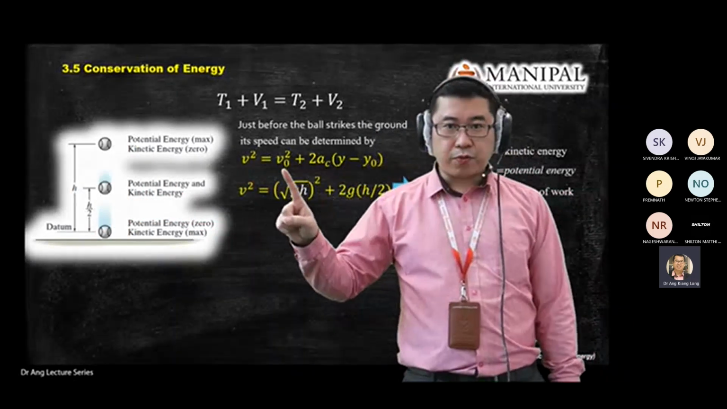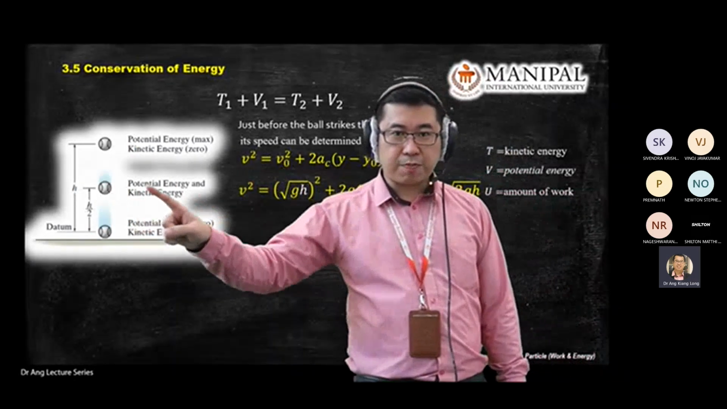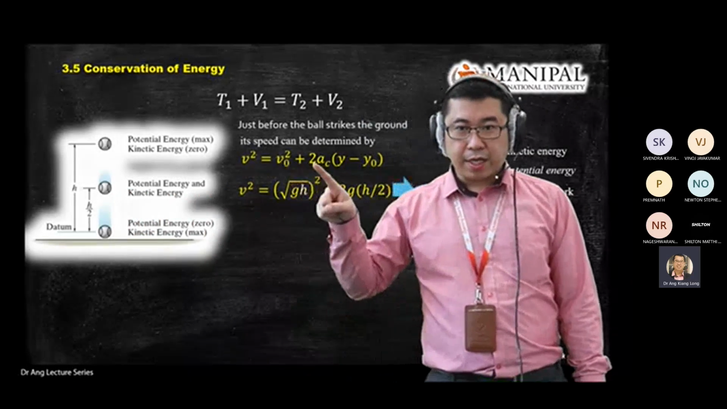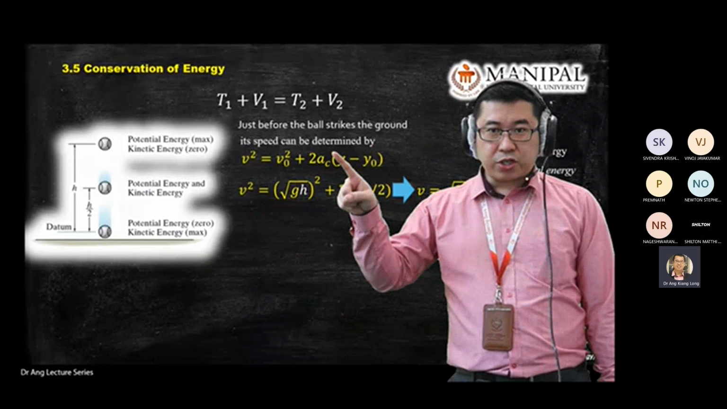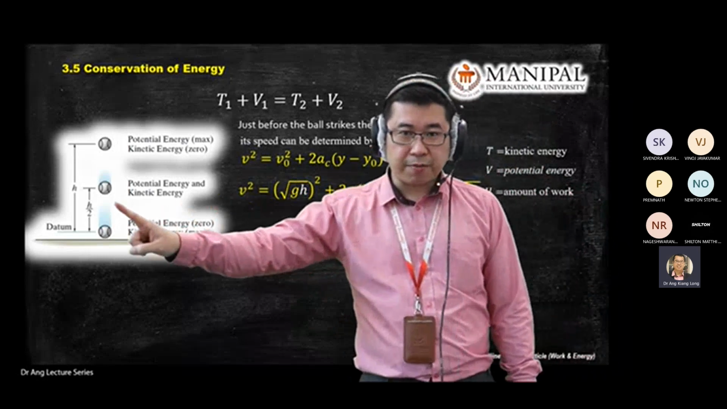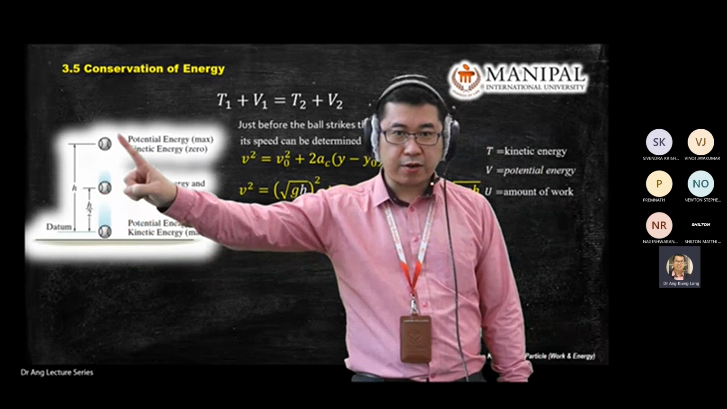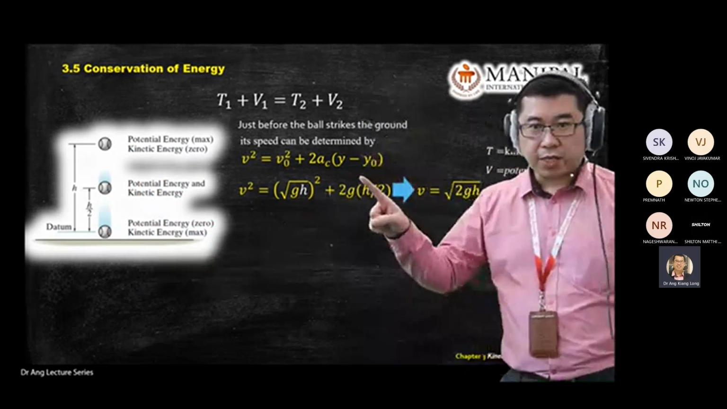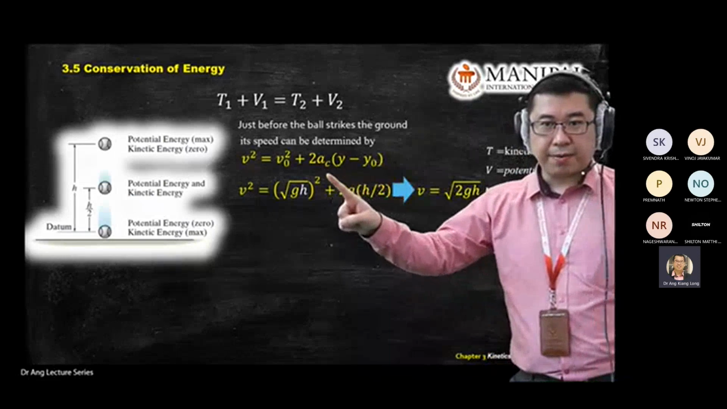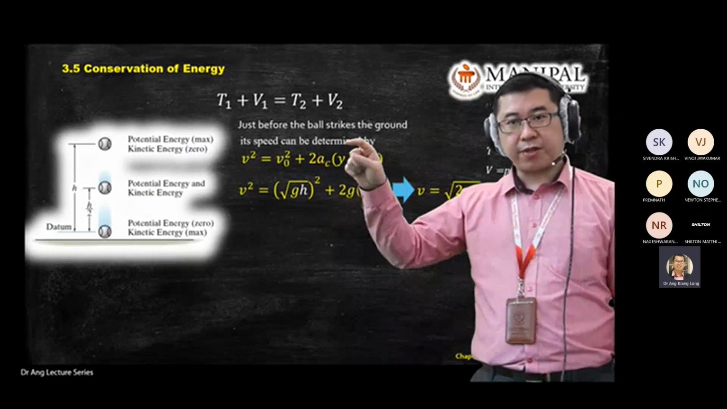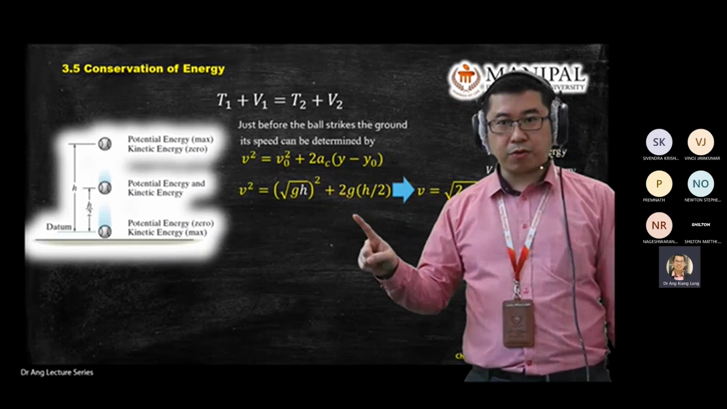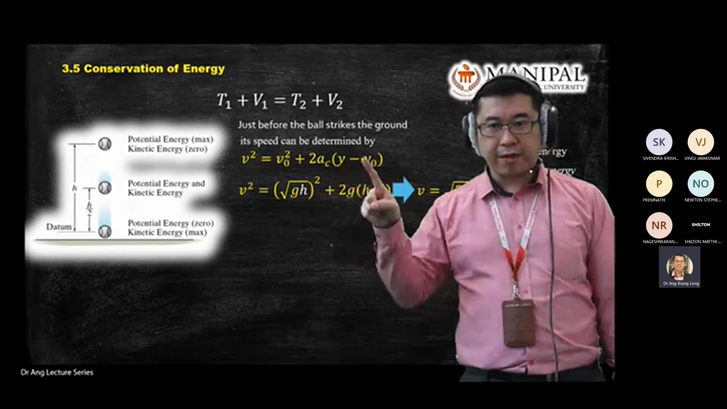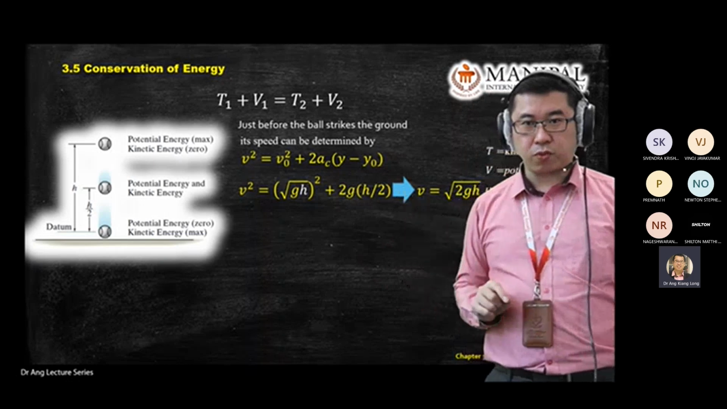V square equal to v naught square, which is the velocity at this point, which is square root of gh that we found just now, plus 2a and the change of height. This is from here to here and not from here to here. So from here to here is half h. So here your equation becomes 2ac, where a is gravitational force. So a becomes g, and the elevation change of position becomes h divided by 2.